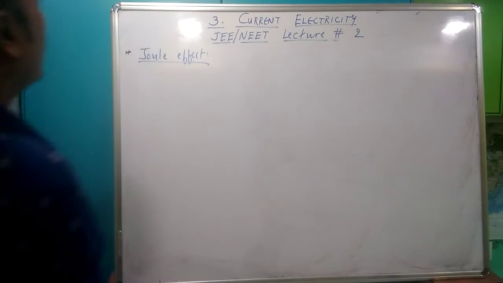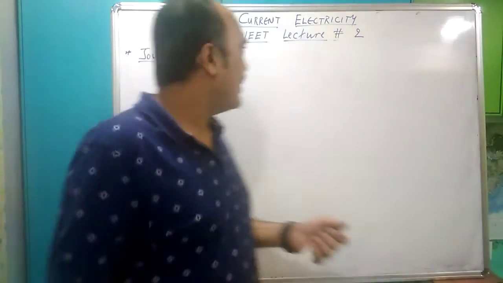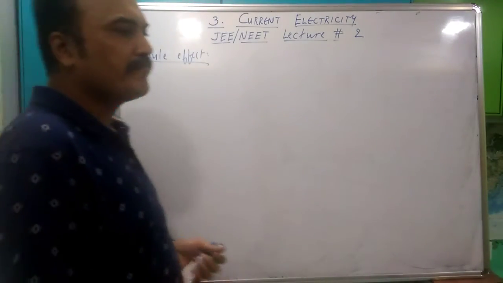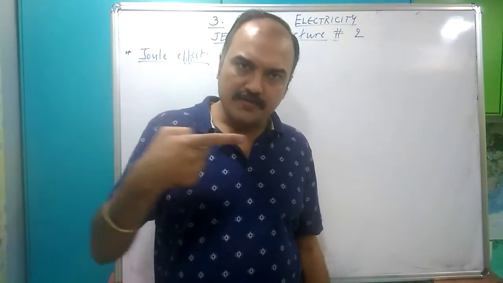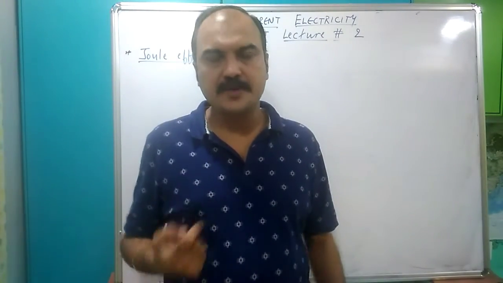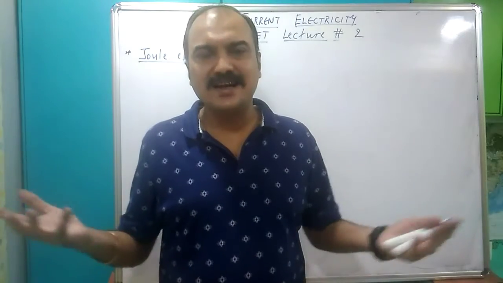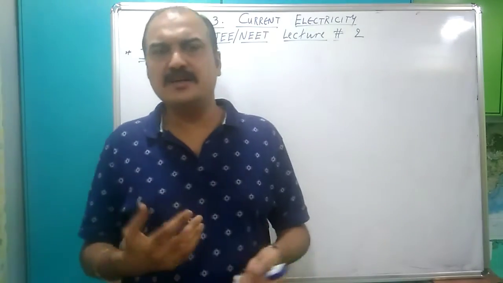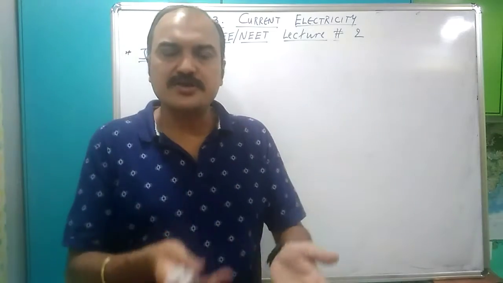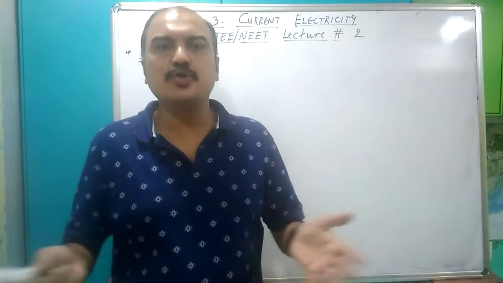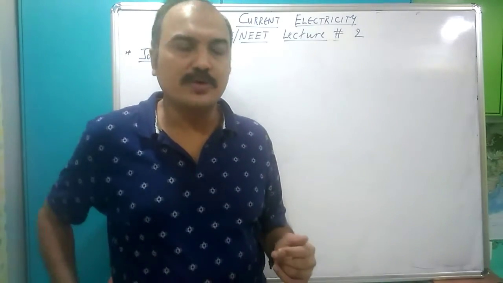We now go on to the second topic that we have to do, which is called Joule effect. Now what did Joule say? He said that whenever current flows through a conductor, heat energy is released. Something happens inside the conductor when current is passing through it and heat energy is released. Well, this was his observation. He called this heat Joule heat and the effect was called Joule effect.